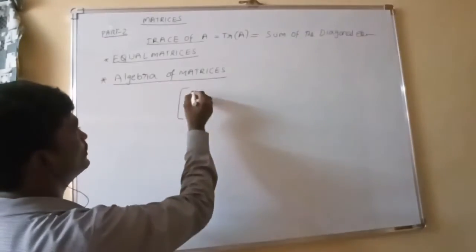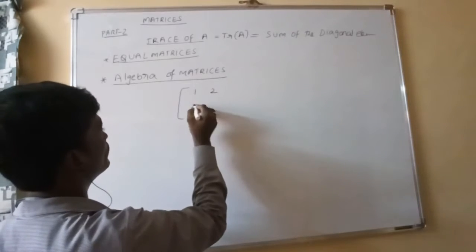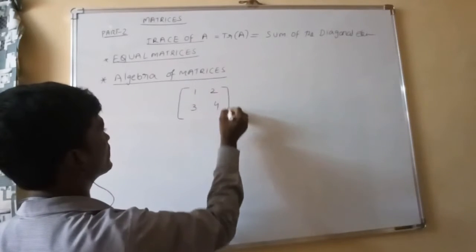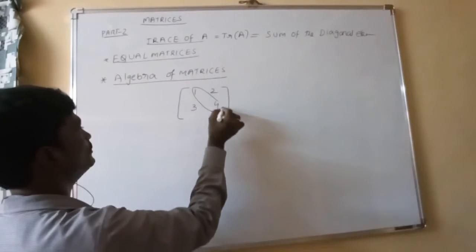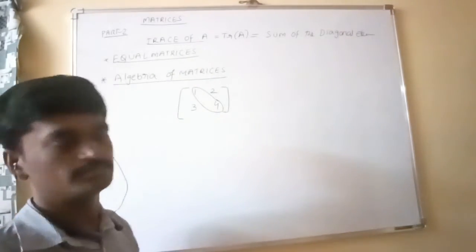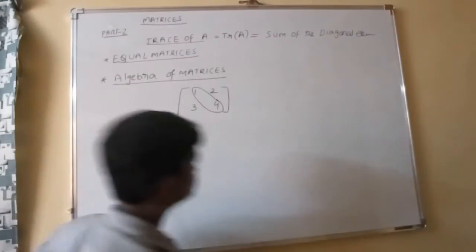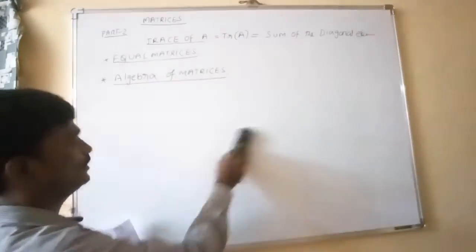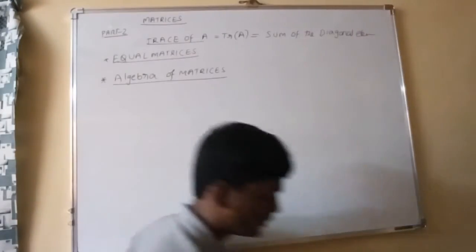So for example, if I take the matrix 1, 2, 3, 4, what is the trace of this matrix? It means the sum of these two diagonal elements. 1 plus 4 is how much? 5. Okay, and also some properties are there on the trace.